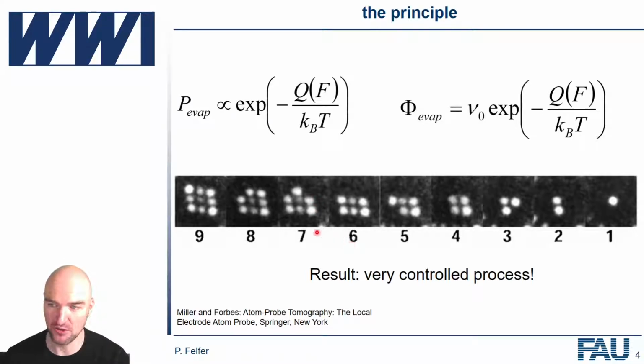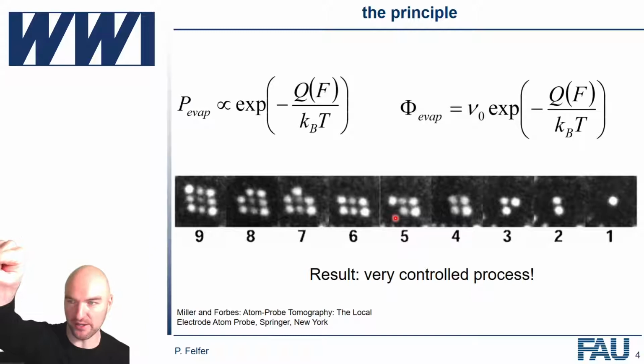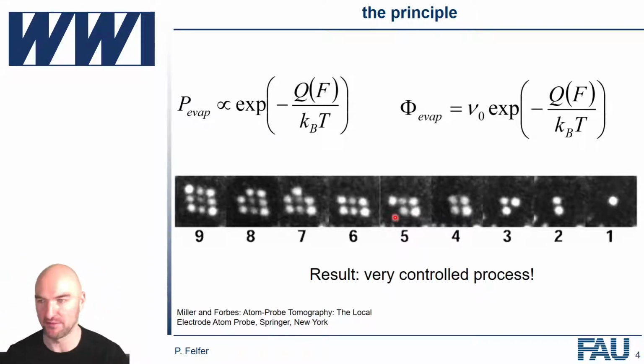What you don't get to control is which atom comes off, though. Again, it's a probability here, but you can control that very, very well. But we can't say, I want this atom here at the top right corner to come off, or the one at the bottom left corner to come off. The evaporation sequence is something you don't really have an influence on.